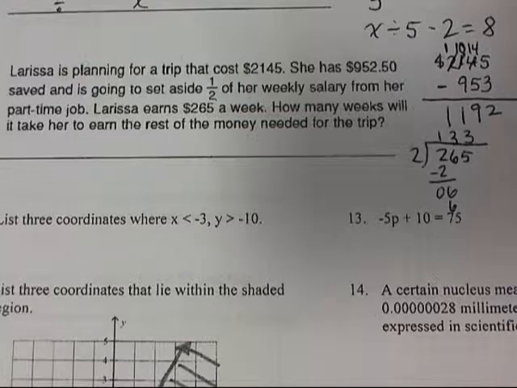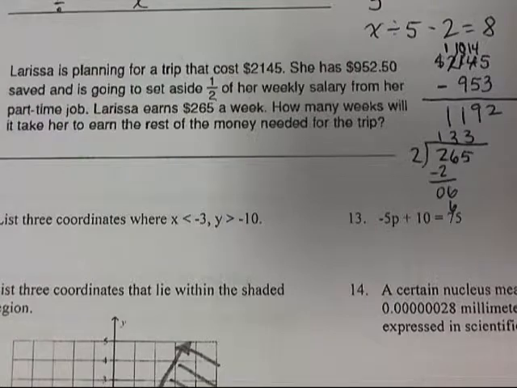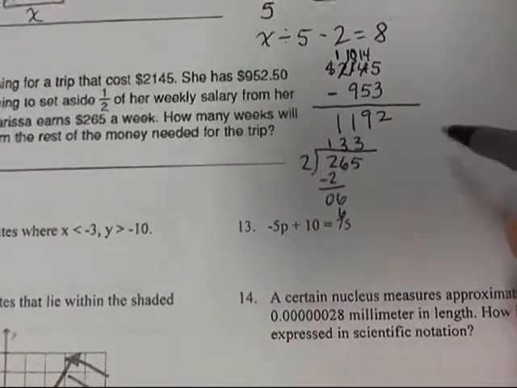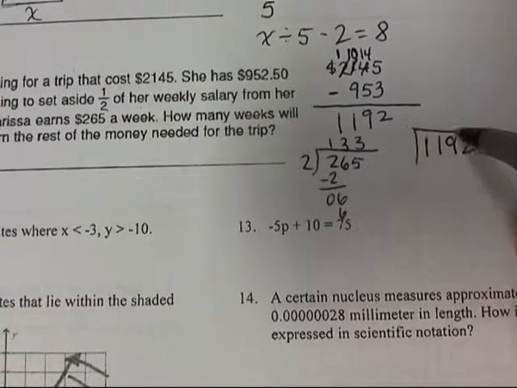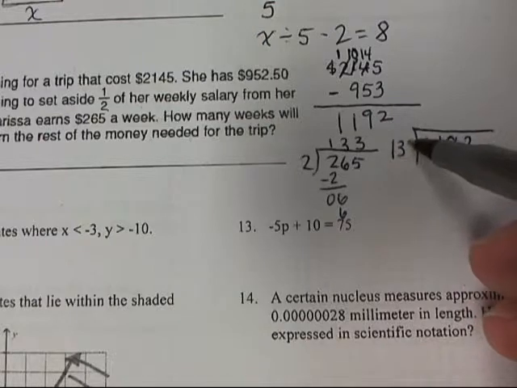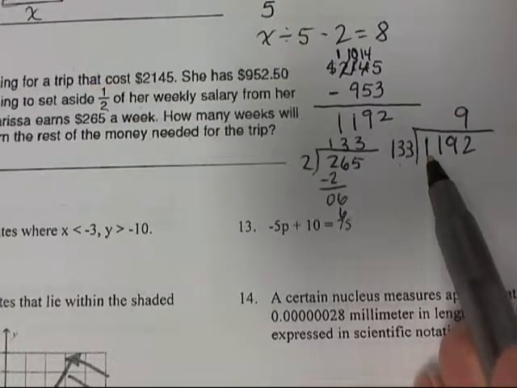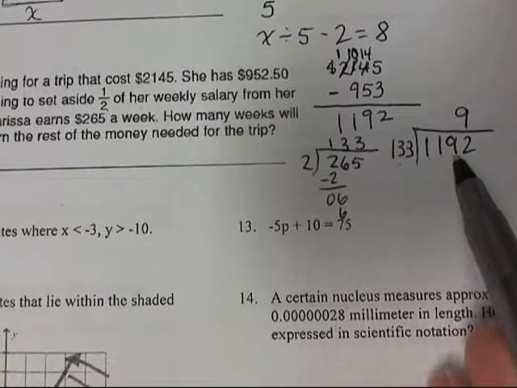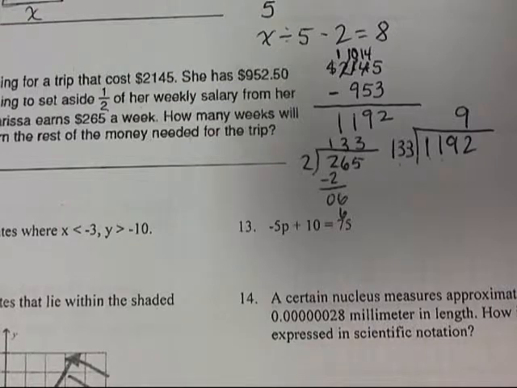So how long will it take her? How many weeks will it take her to earn the rest of the money? So we need to divide 1,192 by 133. And let's try 9 here. Because 133 won't go into 1, it won't go into 11, it won't go into 119, but it will go into 1,192 times. So let's guess and check.